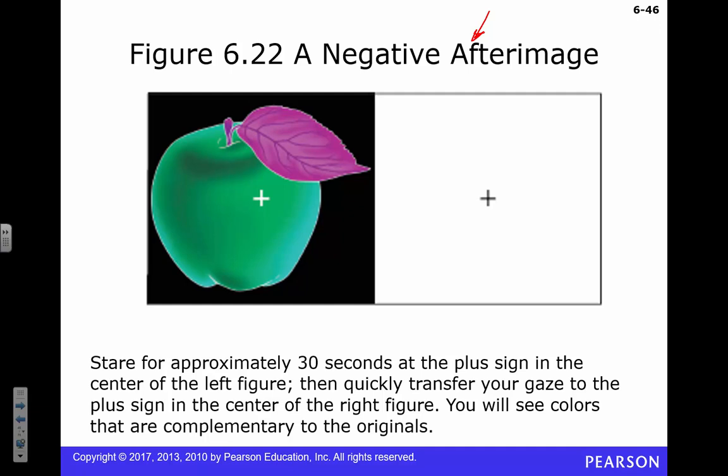And then you shift your gaze over to that blank space. What you should see is an after image that is instead of a green apple and a magenta leaf, you should see a red apple and a green leaf, right? Did anybody have something similar happen? Okay, great. If it didn't, again, you need to go see a neurologist. Maybe you didn't stare long enough.